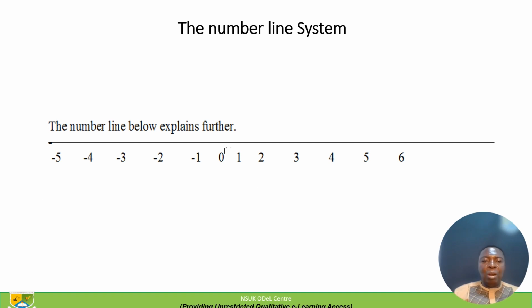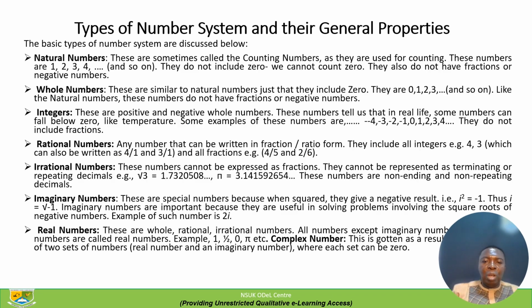So let's look at the number line here. You can see that 0 is just at the middle. It has no sign attached to it. 1, 2, 3, 4, 5 to the right are positive numbers, so they need not carry a plus. But all the negative numbers on the left carry the minus sign: -1, -2, -3, -4, and so on and so forth.